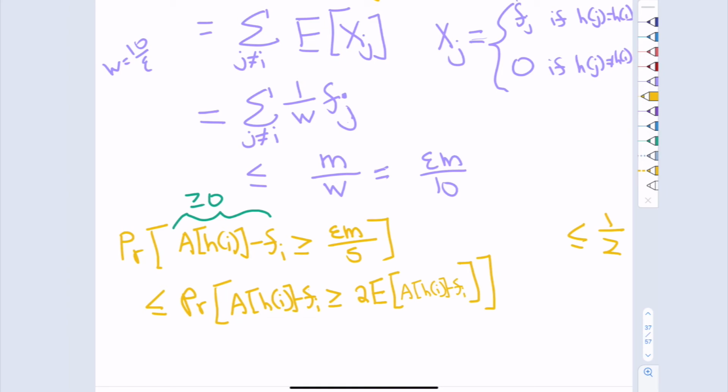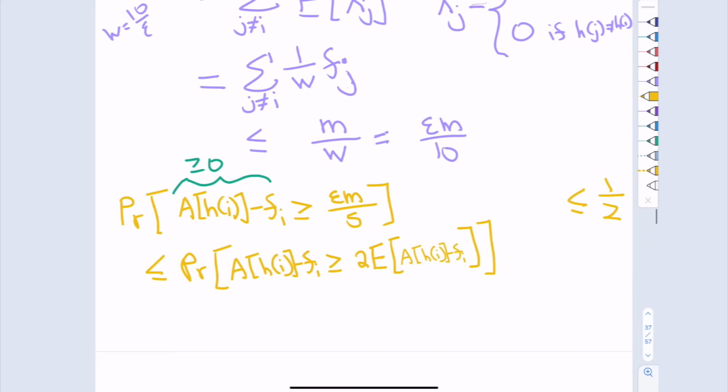Okay. So we're saying, okay, the error is always non-negative. What is the probability that the error is more than twice what we expect the error to be? That is at most 1/2.